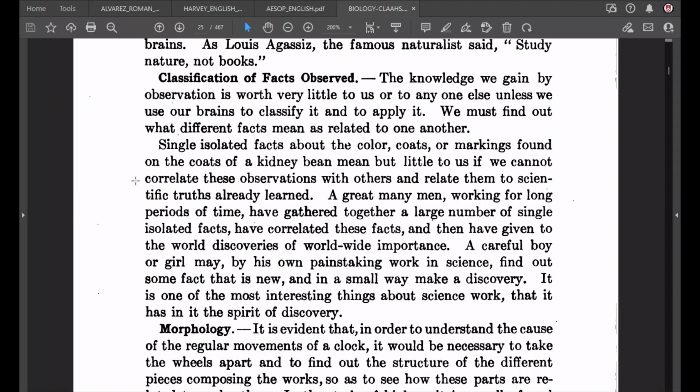But they have correlated these facts. They've connected these observations to other ideas in science, and then have given to the world discoveries of worldwide importance. A careful boy or girl may, by his own painstaking work in science, find out some fact that is new, and in some small way make a discovery. It is one of the most interesting things about science work that it has in it the spirit of discovery.